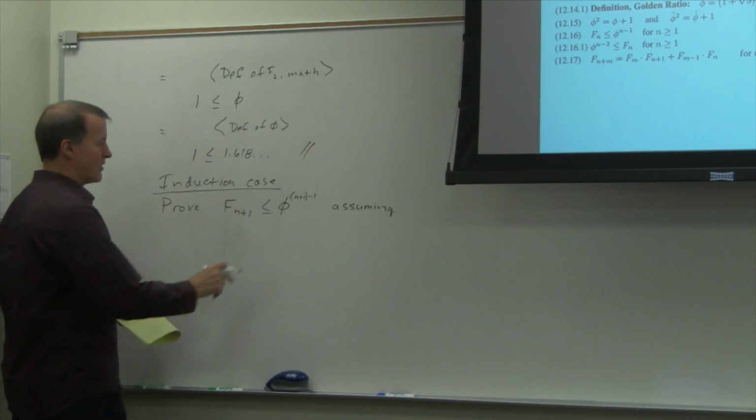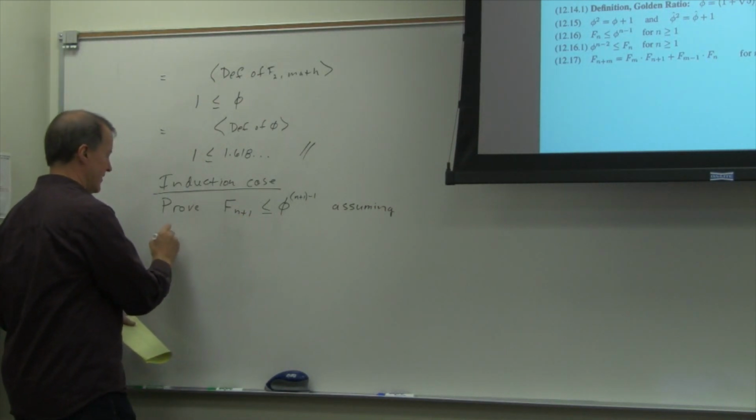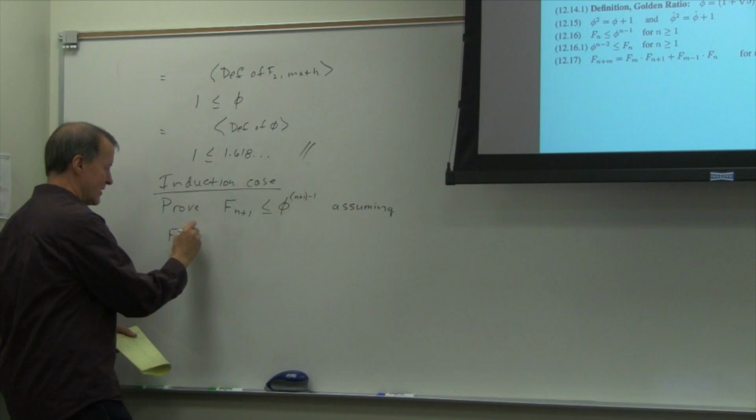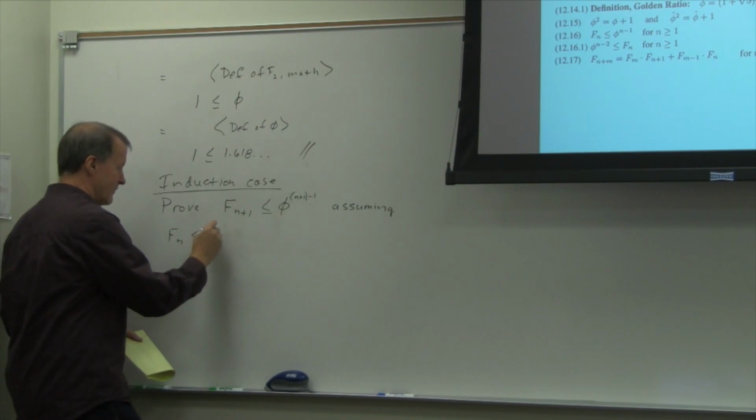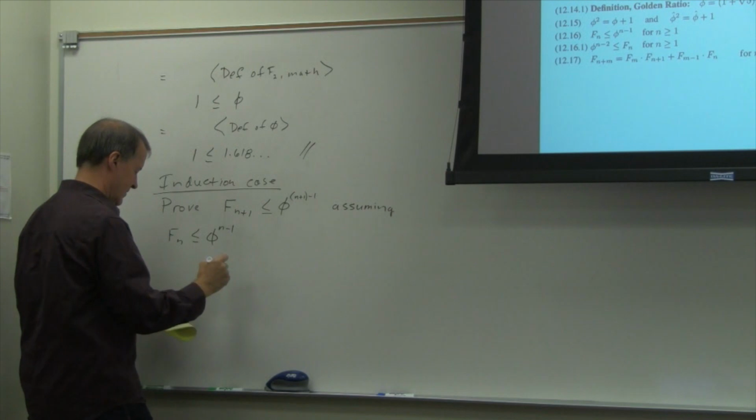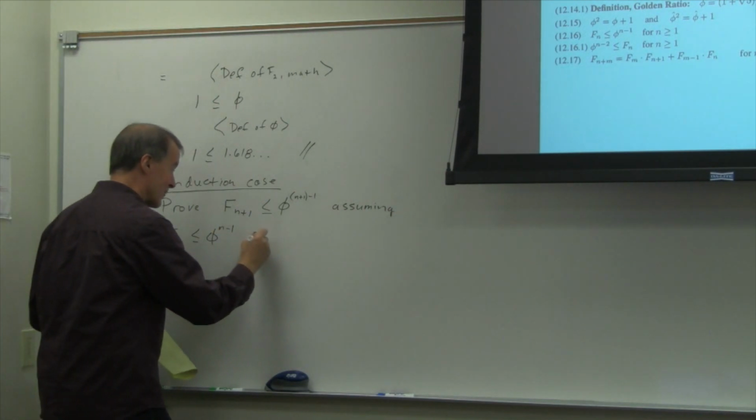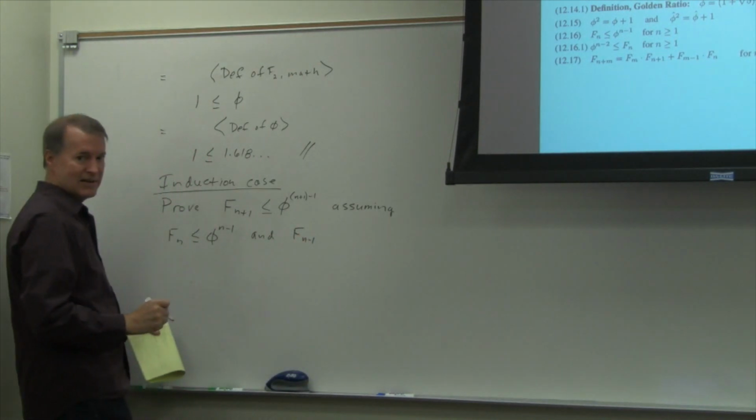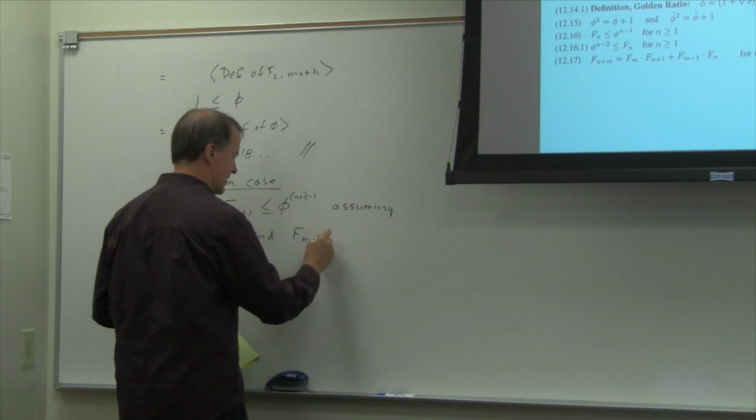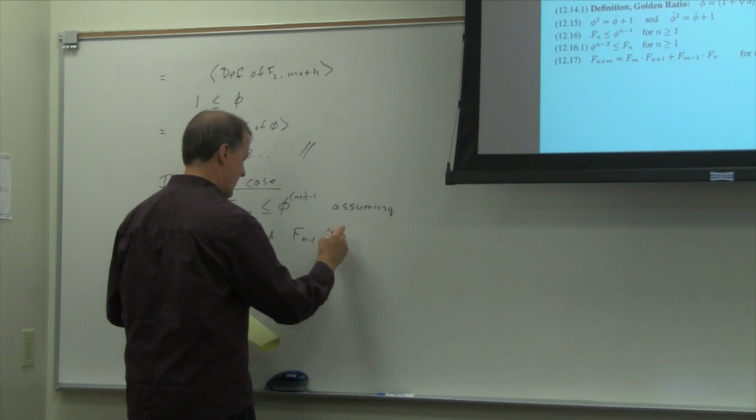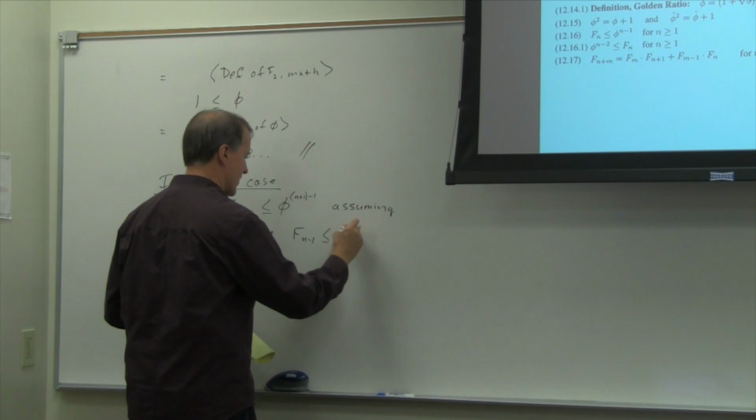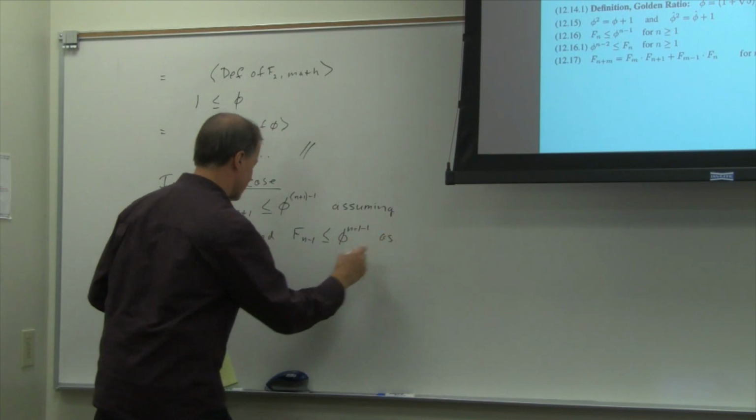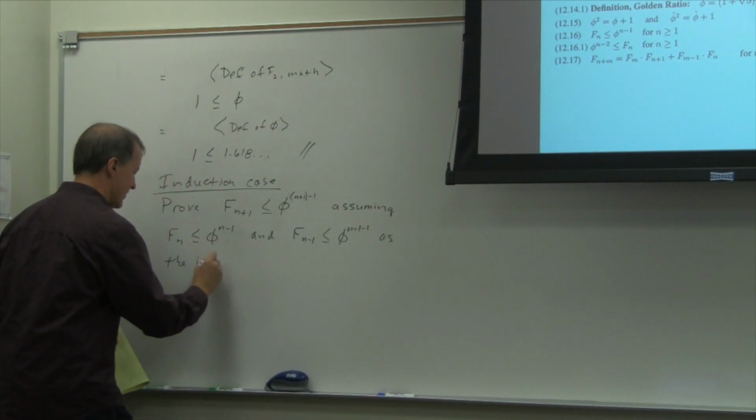So now what do we assume? What's the one before this? n. So assuming what? F sub n is less than or equal to what? Phi to the n minus 1. And what's the one before that? F sub n minus 1 is less than or equal to what? Phi to the n minus 1 minus 1. As the inductive hypothesis.